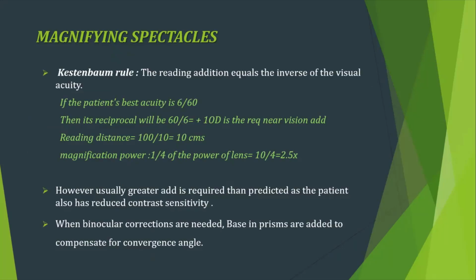And how will you calculate it? Kestenbaum rule. For example, the patient's BCVA is 6/60. You reciprocate, it will be 60/6. The +10 will be their required near vision add. You have to add this to their refractive error. The reading distance is 10 centimeters, that is 100 by the required near add. And the magnification power obtained, magnification power is 1/4 of the power of the lens, that is 2.5x.